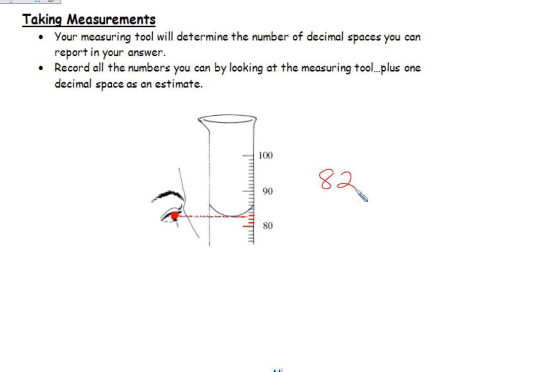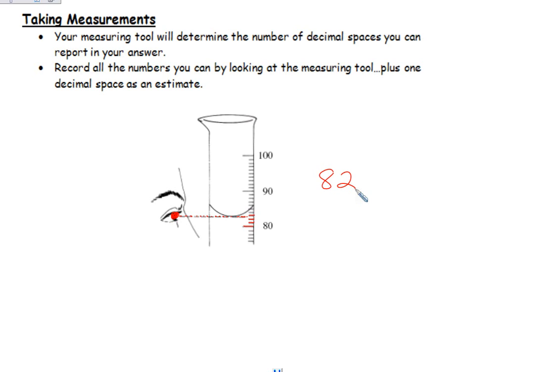So first you write down everything you know for sure, looking at the markings on the measuring tool. There is a line for 82. I know that this measurement hits the 82, and I'm pretty confident that it does not hit the 83. We're somewhere between 82 and 83, but the best I can do with these markings is 82. The markings are every milliliter.